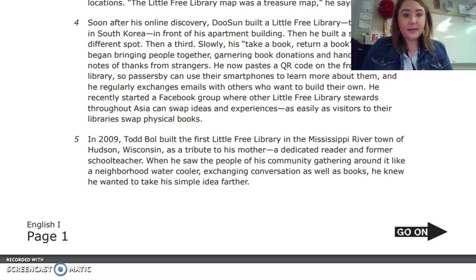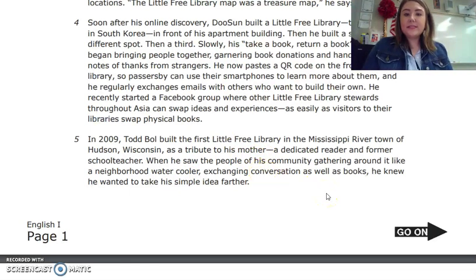In 2009, Todd Bull built the first Little Free Library in the Mississippi River town of Hudson, Wisconsin, as a tribute to his mother, a dedicated reader and former school teacher. So now we're kind of shifting to a new person in Hudson, Wisconsin, and he built the first Little Free Library in the Mississippi River town of Hudson, Wisconsin. That's really cool. And he paid it tribute to his mother, who was a former school teacher.